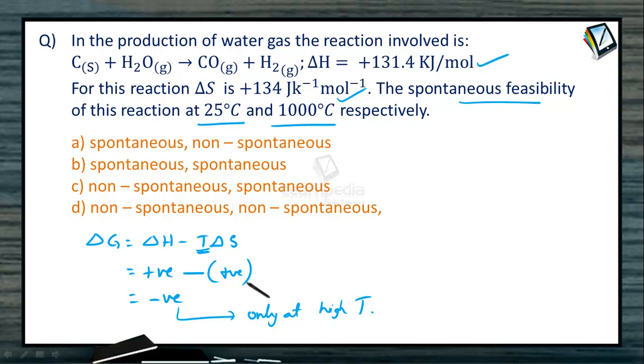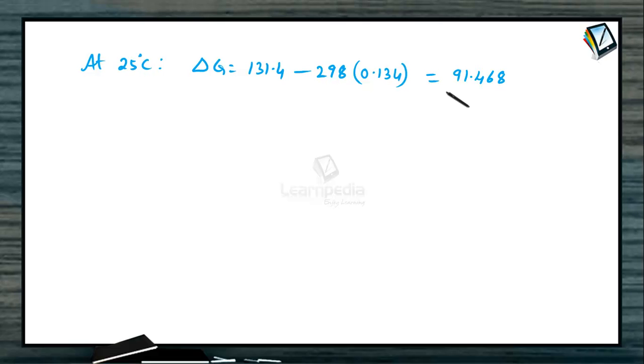Let's substitute the values and check it out. So at 25 degrees centigrade, delta G becomes equal to delta H, which is 131.4, minus temperature 298, and delta S value, which is given as 134 joules Kelvin inverse mole inverse, and that is 0.134 kilojoules Kelvin inverse mole inverse. And on calculating this value, you get it as 91.468.